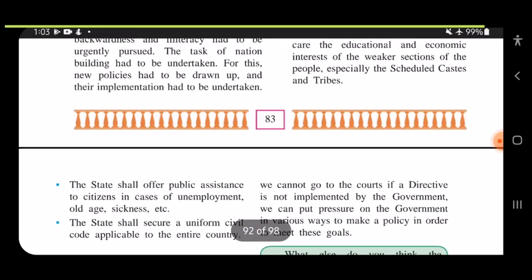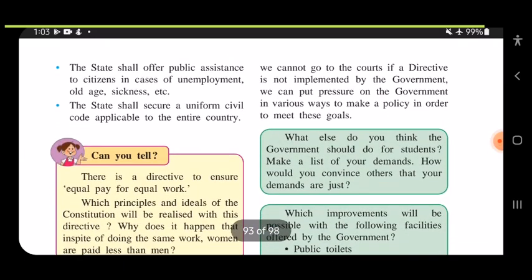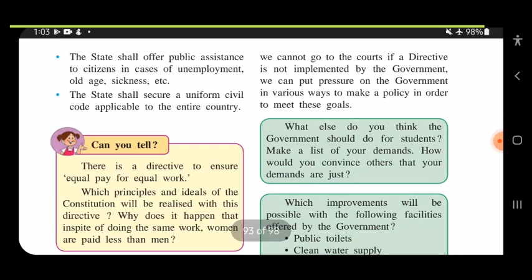Okay. Next, the state shall offer public assistance to citizens in case of unemployment, old age, sickness. So these type of people have to be taken care of. Then the state shall secure uniform civil code applicable to the entire country. That means all the law is equal for all.